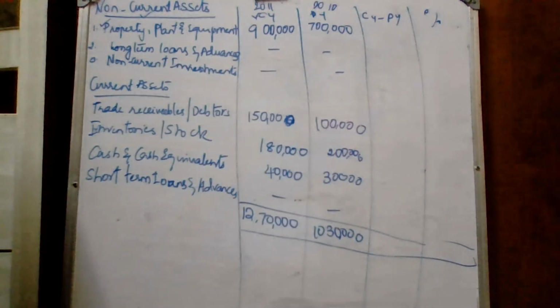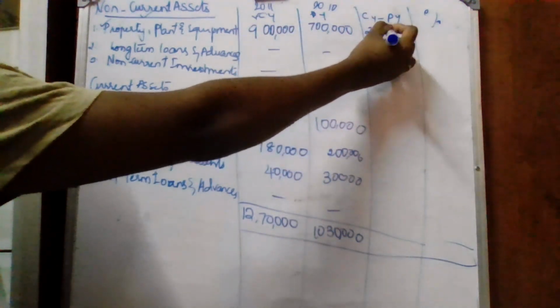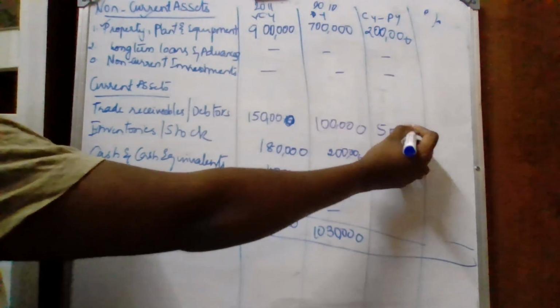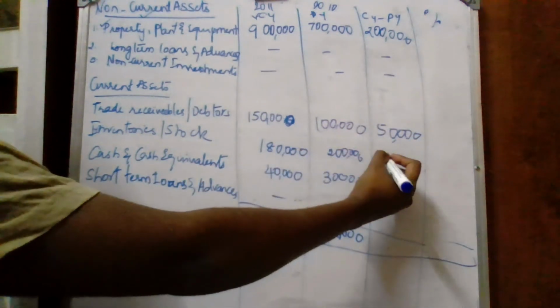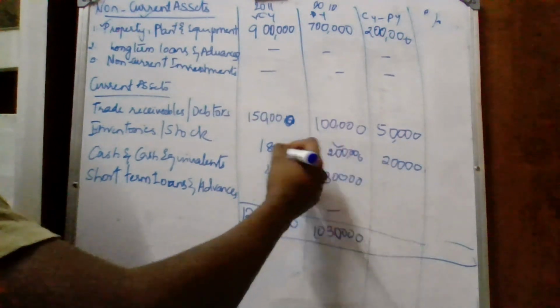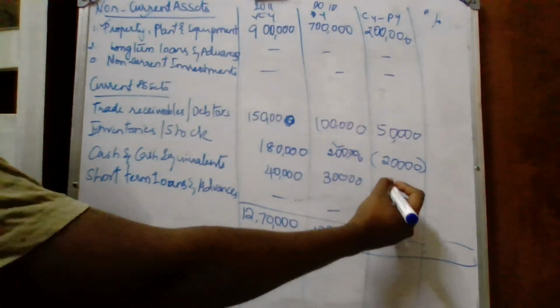9 lakh minus 7 lakh is 2 lakh. Here increase is 50,000. Here it is decreased. Previous year it was 2 lakh, now it is reduced. So decrease, you will put it in your brackets. And 10,000 for cash and cash equivalents.